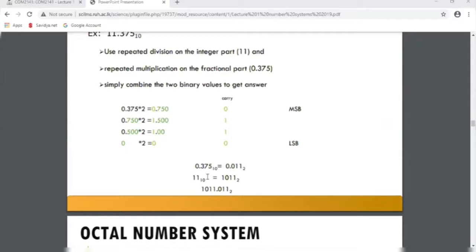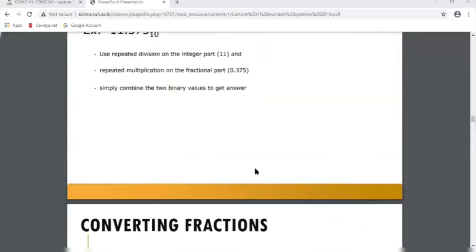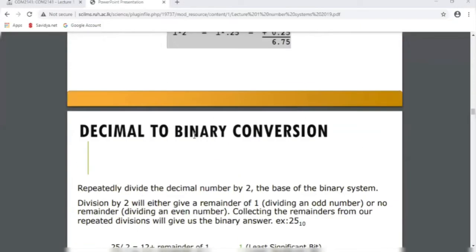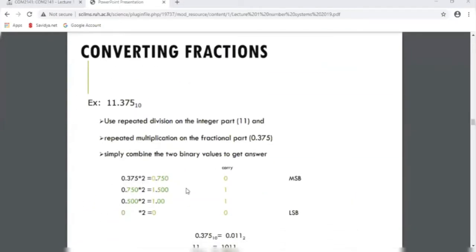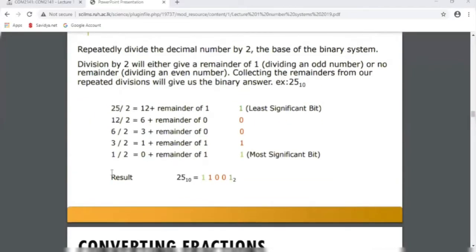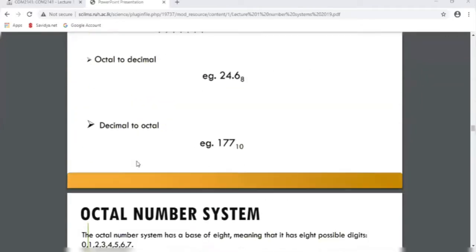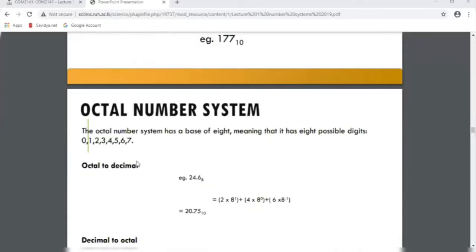So the question was 11.375. The .375 is converted in this way, and for 11, we have to divide it by 2. Okay. So that's the conversion into binary. If you want to convert to octal, we do the same thing: we divide by 8 and multiply by 8 here. And if you are asked to convert to hexadecimal, you change this to divide by 16 and multiply by 16. So that's how you can convert a decimal number into any of these three numbering systems.